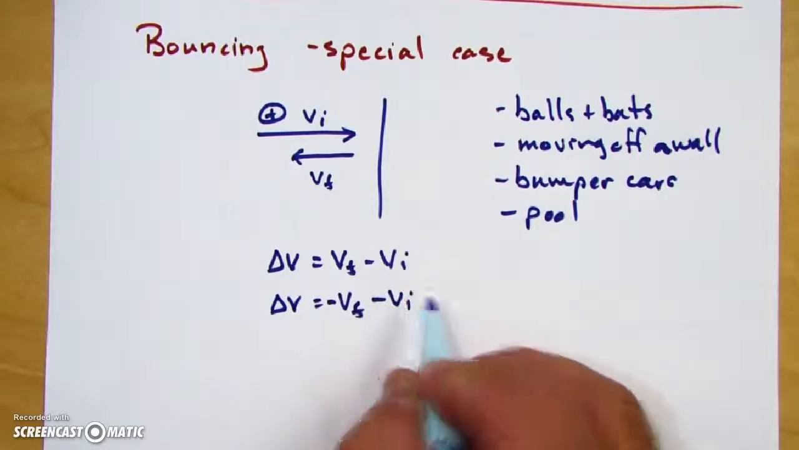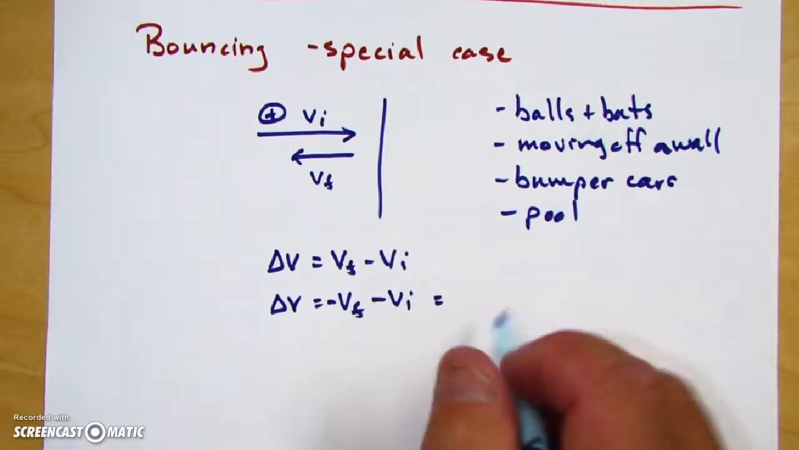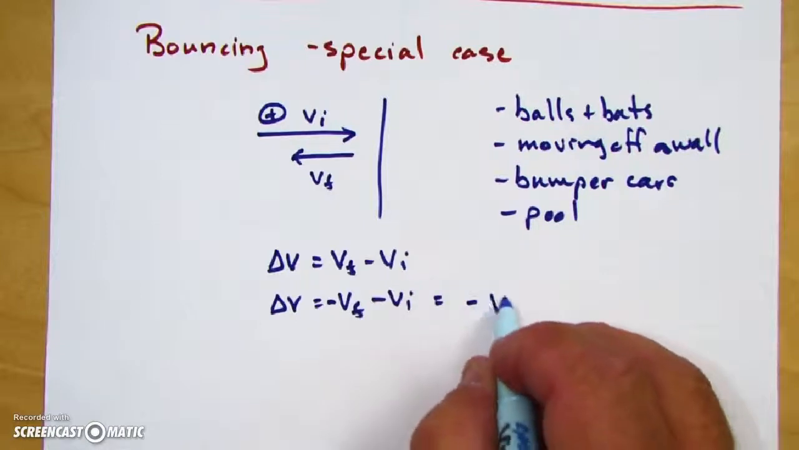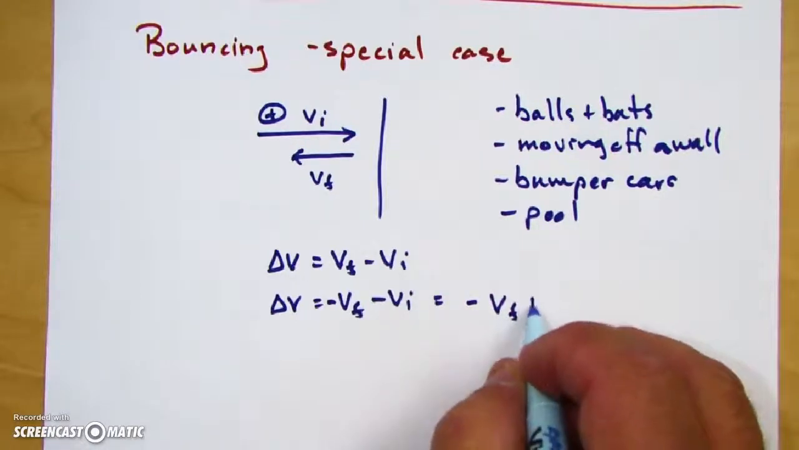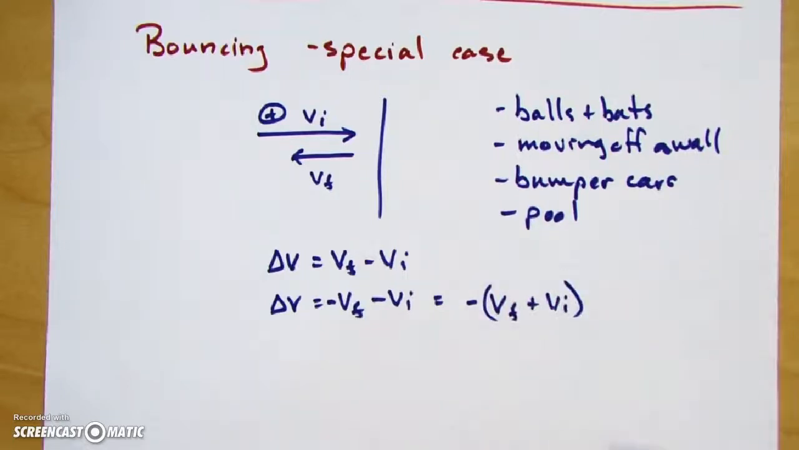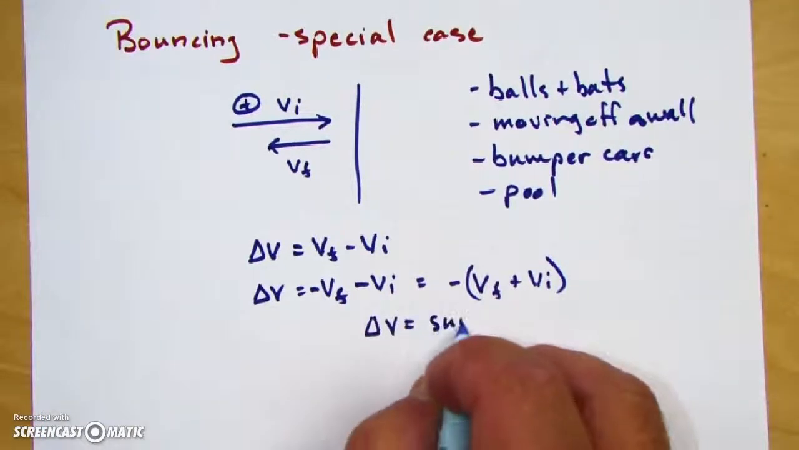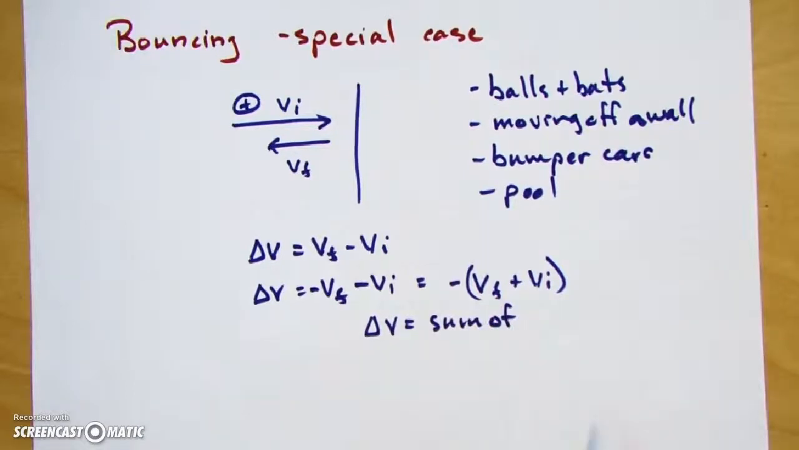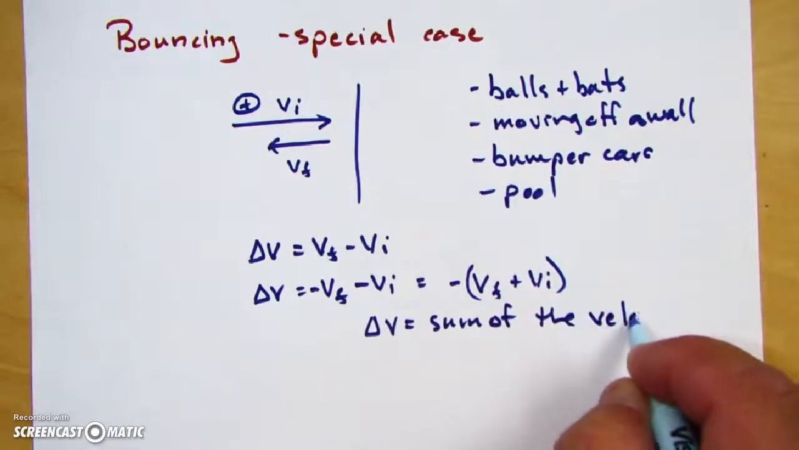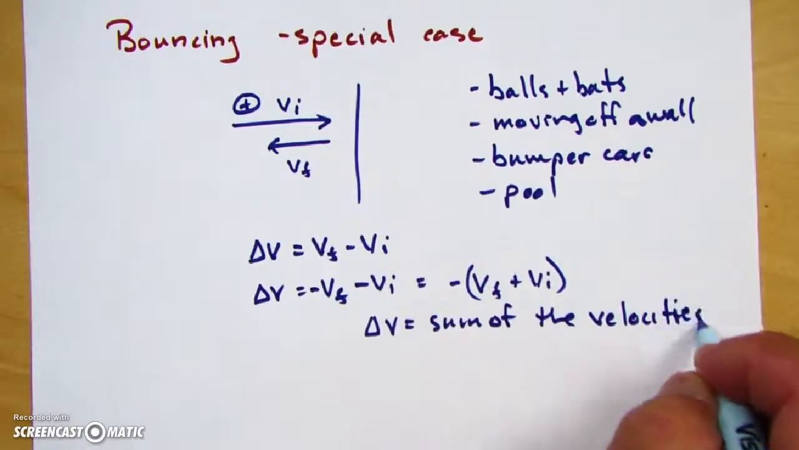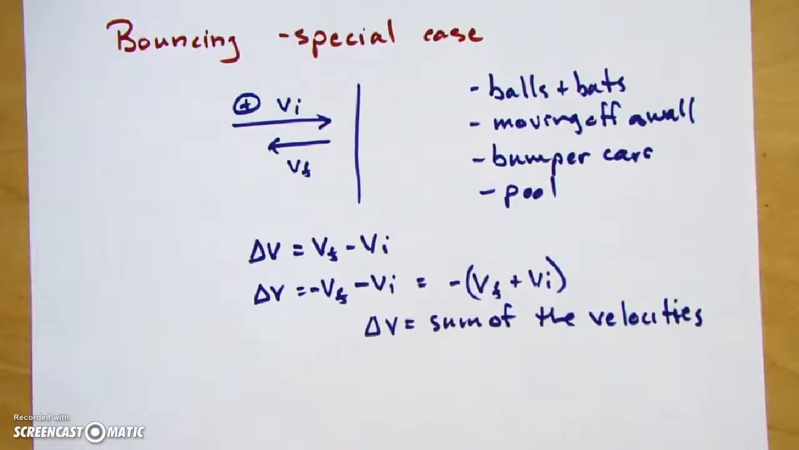minus VI. So it actually works out to be negative VI plus VF. And the negative sign is really only indicating that the direction has changed. So the delta V is actually going to be the sum of the two velocities. So be careful about that, because you're changing direction. So you get a bigger bump off it. And we have something we'll do in class to help you with that.